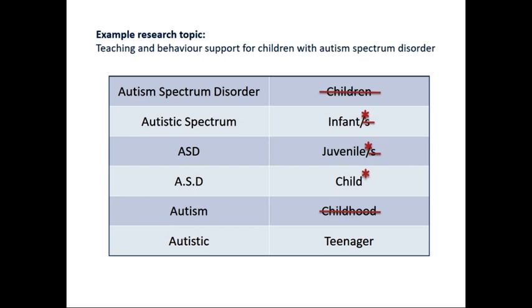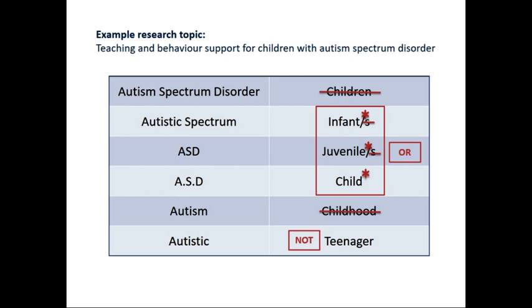And also, if we're being very clever, you can stack operators on top of each other. So infants, juvenile, child, children, these all mean essentially the same thing. So why not use an or? We're not actually that fussed about which one of these words, they all mean the same thing as it relates to the topic.